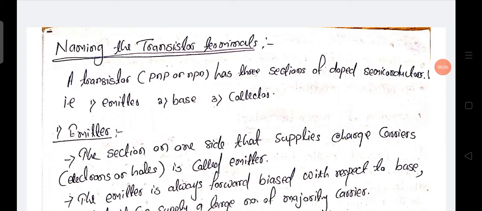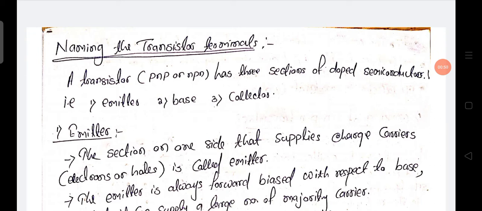In today's class, we are going to discuss the naming of transistor terminals. That means our PNP or NPN transistor has three terminals. Those three terminals are named: one is emitter, one is base, and one is collector. Emitter and collector are on opposite sides, and in the middle there is the base. Okay, that is the base terminal.